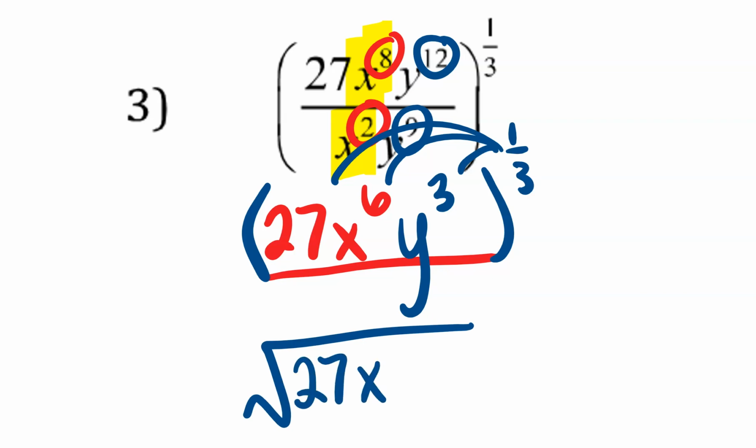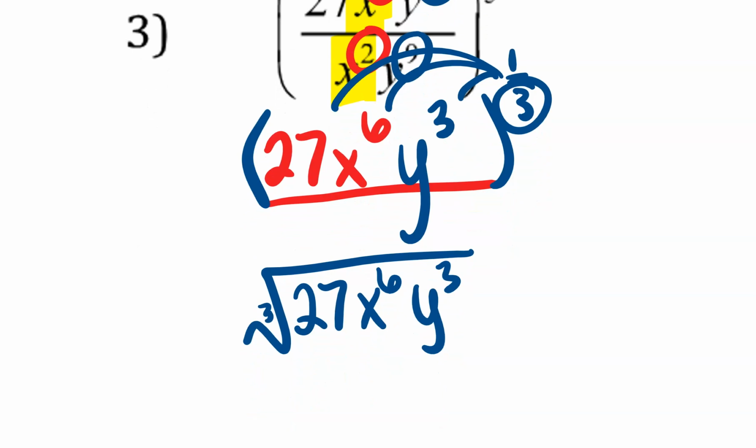So everything goes under the radical. The index is going to be 3. This power here becomes the index, because what's on bottom becomes the index. The number on top becomes the power, but I don't need a power of 1. That's not necessary to write.